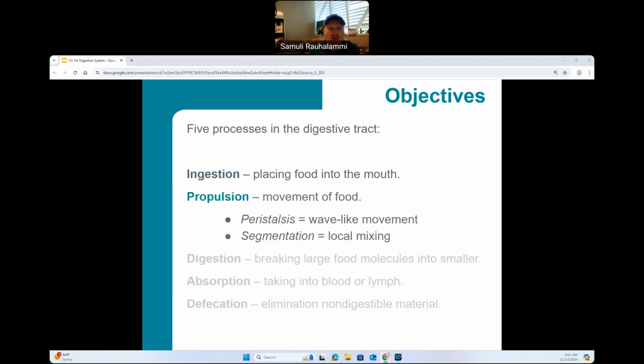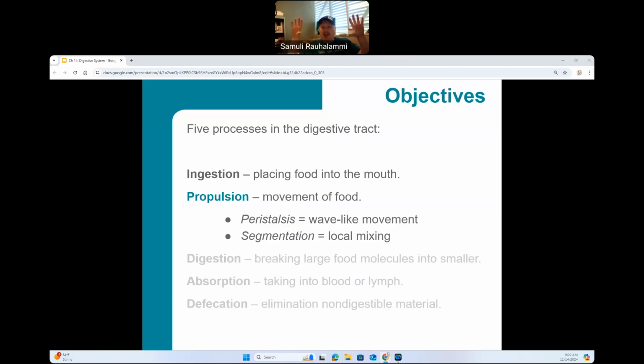The second process is known as propulsion. This is the movement of the foods from one region of the digestive tract to another. And we already saw a few movements. We saw peristalsis, this wave-like movement of material along the muscular tube. And this was because the muscle fiber bands contract one after another, creating that net movement along that tube.